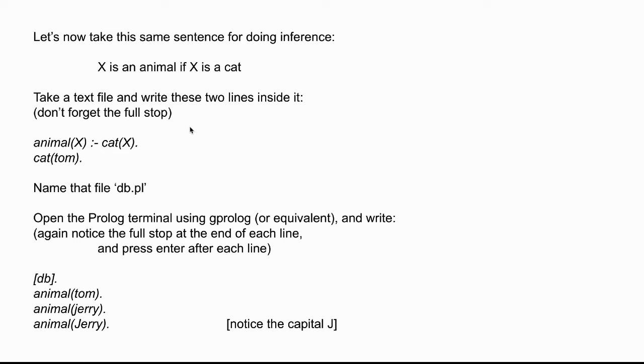So now let's use this sentence, and let's do some inference using Prolog. So our sentence was x is an animal if x is a cat. So now just take a text file and write these two lines inside it. Okay, again don't forget the full stop. So write animal(x) :- cat(x). This is a rule. Then let's add a fact called cat(tom). Okay, so this means that if x is Tom, then cat(x) will output true, and put a full stop at the end. Name that file db.pl.